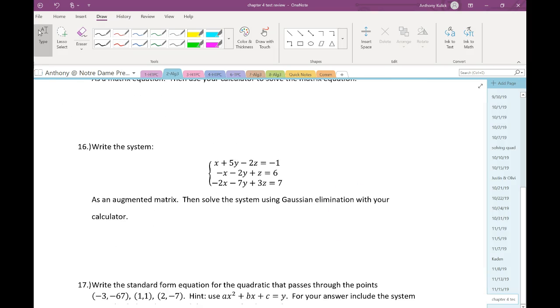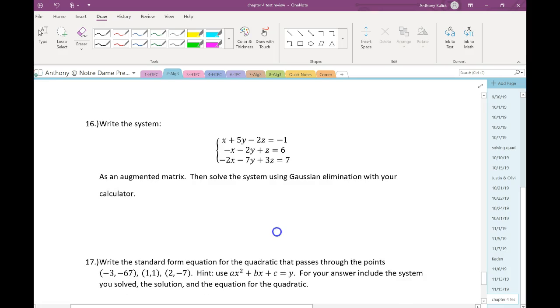All right, so 16 says, write the system as an augmented matrix, and then solve that system using Gaussian elimination with your calculator. Okay? So the augmented matrix we're going to write is basically this system, but we're not including the variable symbols, the addition, subtraction, equal signs. We're just including the coefficients. So the first row would be 1, 5, -2, -1. The next row would be negative 1, negative 2, 1, 6. And the last row would be negative 2, negative 7, 3, and 7. Okay there?